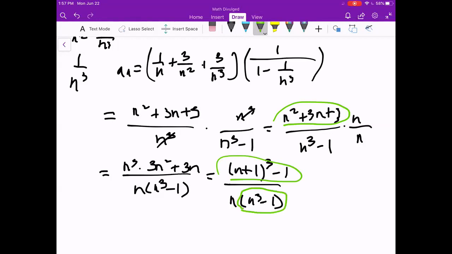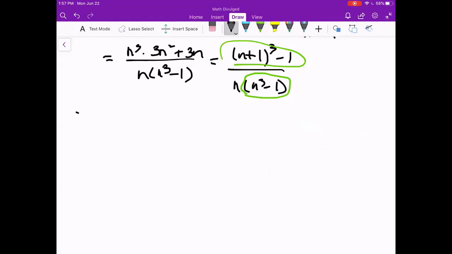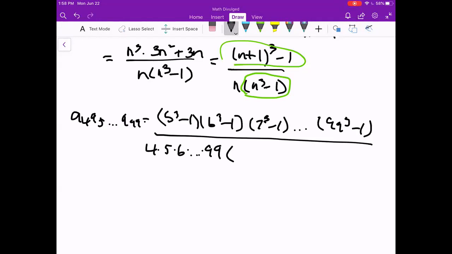So let me write it out to make it more clear. We had a_4, a_5, all the way to a_99. This is equal to 5 cubed minus 1 times 6 cubed minus 1, 7 cubed minus 1, all the way to 99 cubed minus 1. And then on the bottom, let's separate the n term and the n cubed minus 1 term. So we have 4 times 5 times 6 times all the way to 99. That's the n term. And then for the n cubed minus 1 term, we have 4 cubed minus 1, 5 cubed minus 1, all the way to 99 cubed minus 1. And also, sorry, this top part goes to 100 cubed minus 1, not 99 cubed, because it's n plus 1 cubed minus 1. So this goes up to that.